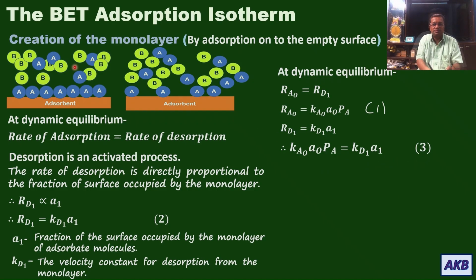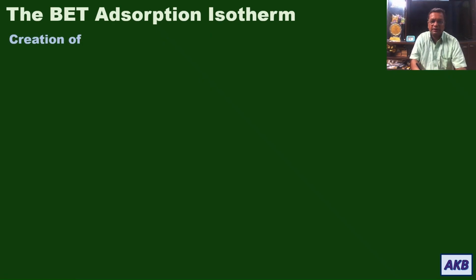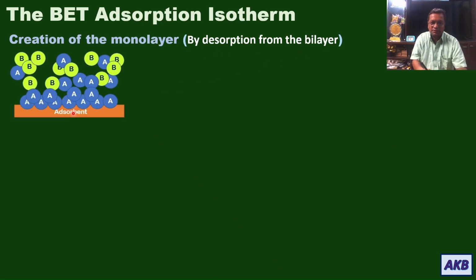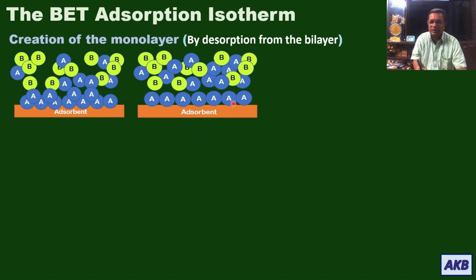Okay, so now let us understand creation of the monolayer the other way. What is that? By desorption from the bilayer. So when you have a bilayer on the surface of the adsorbent, the bilayer will get dissolved and there will be creation of monolayer on the surface of the adsorbent like this.